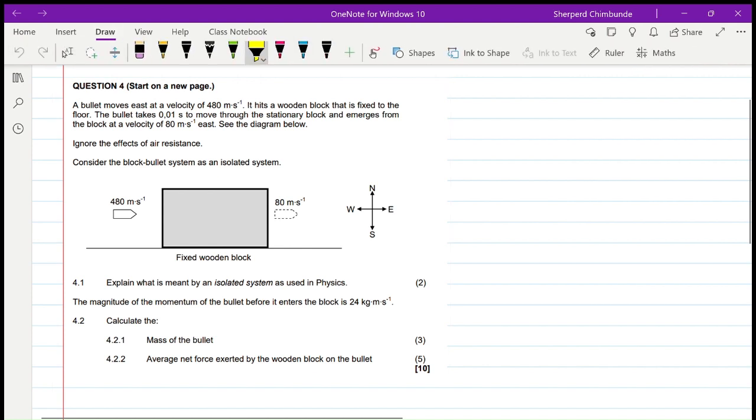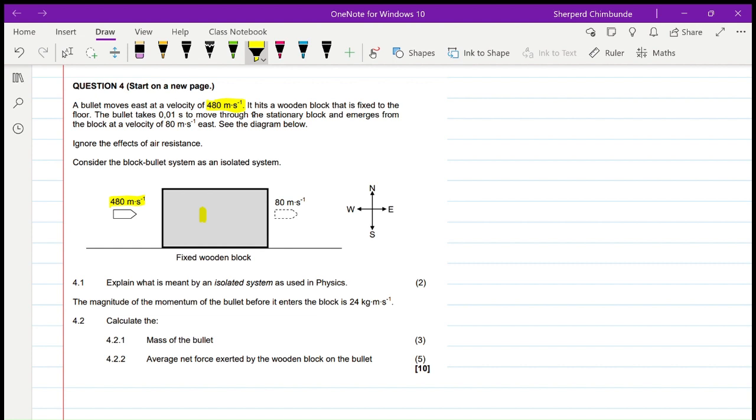The best that anyone can do for themselves, as you read, is to highlight these important values. So a bullet moves at a velocity of 450 meters per second. It hits a wooden block. This is our wooden block that is fixed to the floor. So the wooden block is not moving.